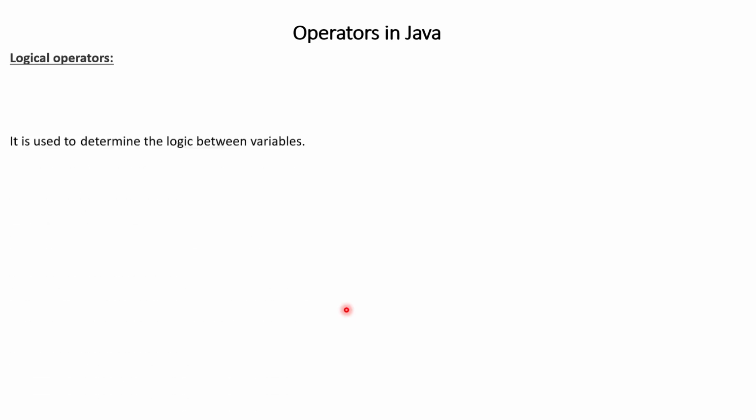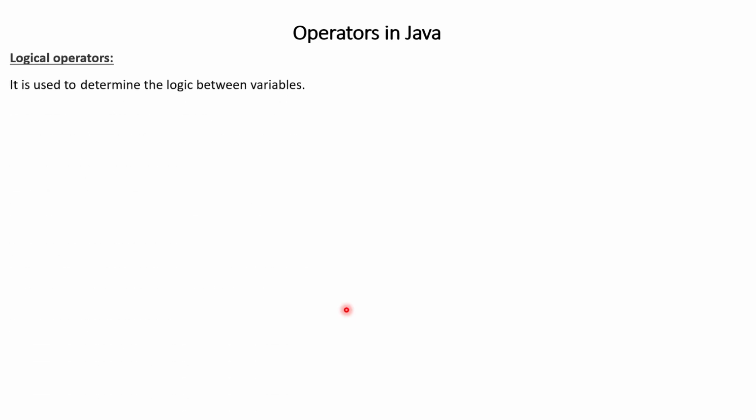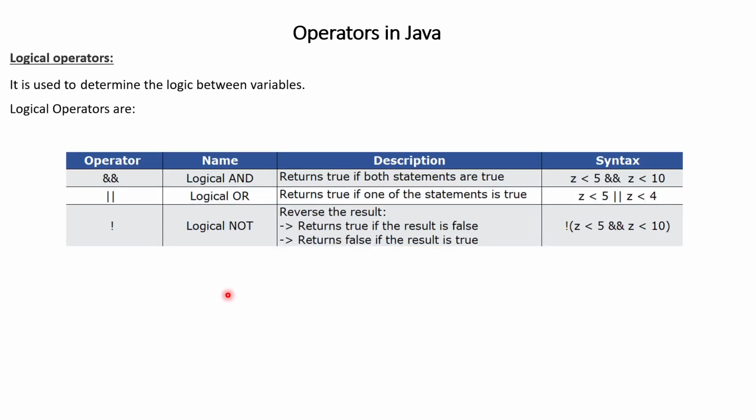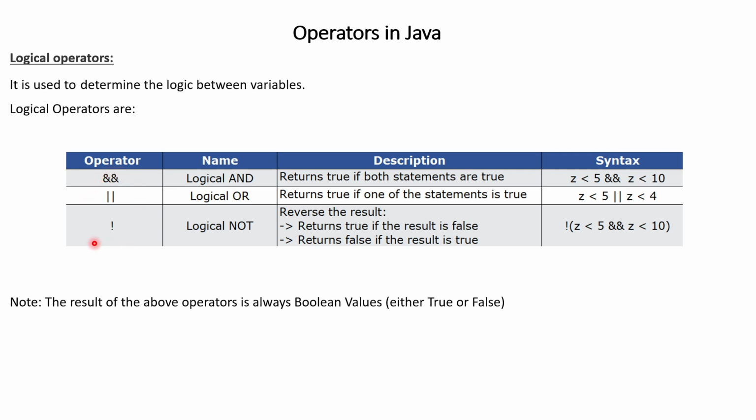Then we have logical operators. They are used to determine the logic between the variables. Further, in logical operators we have the logical AND operator, the logical OR operator, and the logical NOT operator. These operators also return the boolean values true or false.